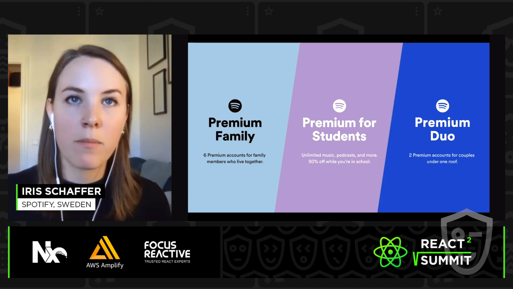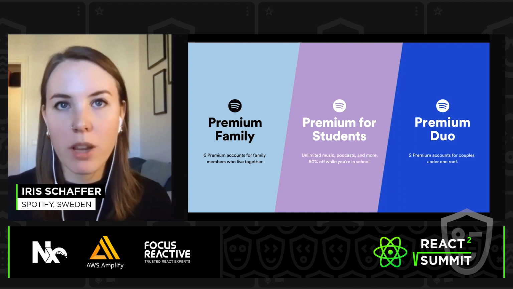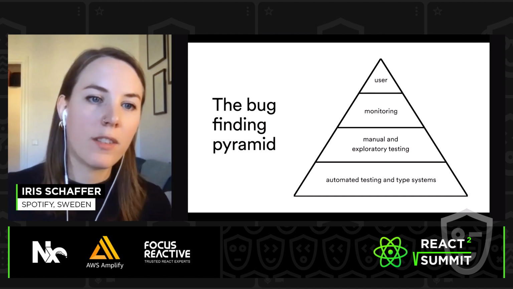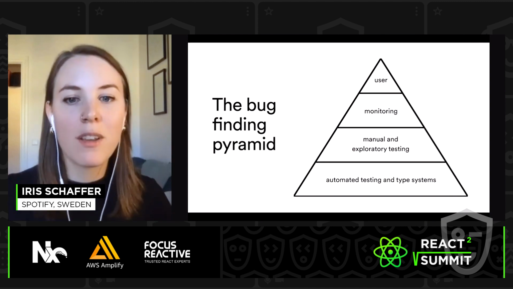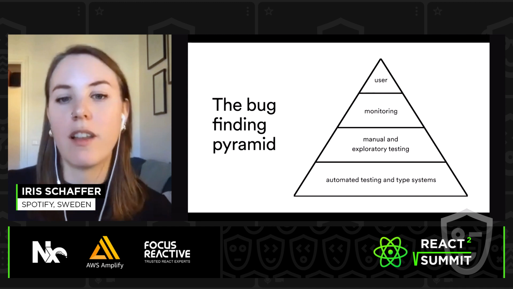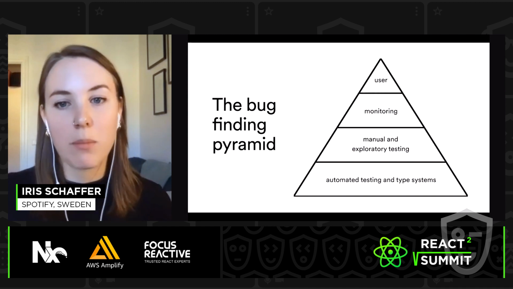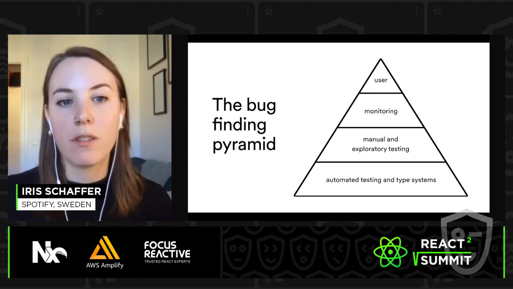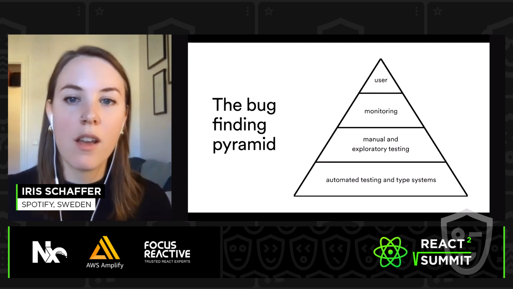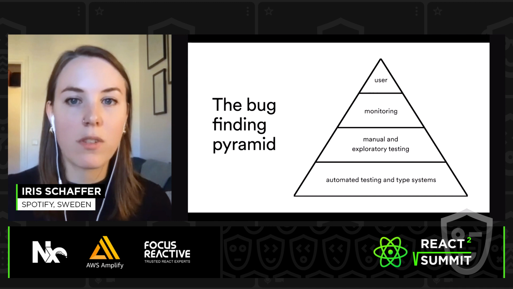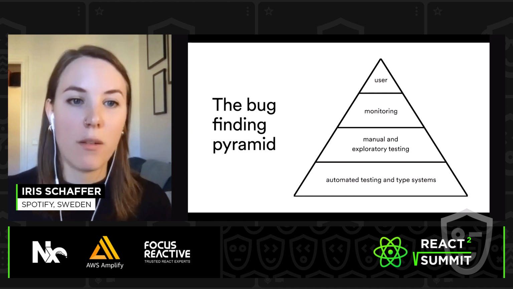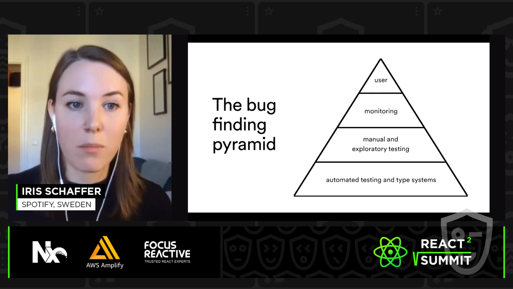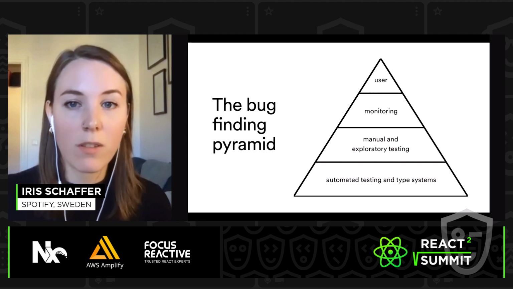from these flows. But speaking of bugs, how do we actually find them? This is what I call the bug finding pyramid. And at the lowest levels, you have automated testing in type systems, as well as manual and exploratory testing. So all of that happens before you deploy to production. After that, we have monitoring systems. And at the end, we also have our users complaining, for example, on Twitter or to our customer service.